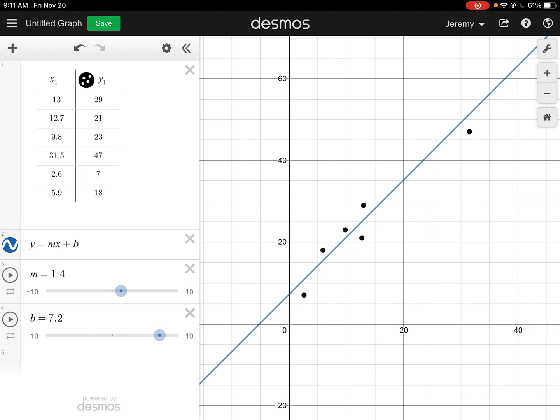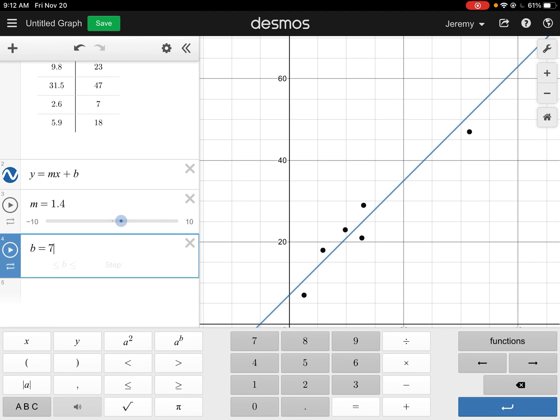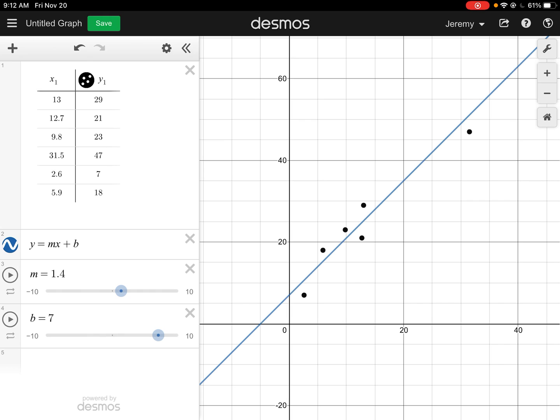Okay, so if you look at that, you'll see that you have a line that's increasing just like our data points, and you see that there are 3 points below the blue line and 3 points above the blue line. And if you look at this, you see that maybe 7.2 is a good number, maybe 7. It's being difficult for me to get an exact number here, so I'm just going to type in 7 there. All right. Again, your value for m and your value for b might be a little different than mine, okay? But I'm going to use 1.4 and 7.